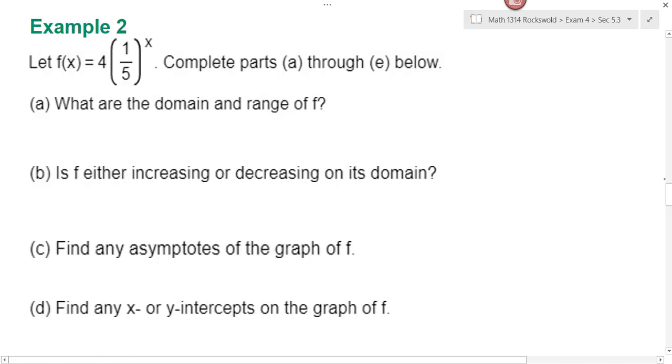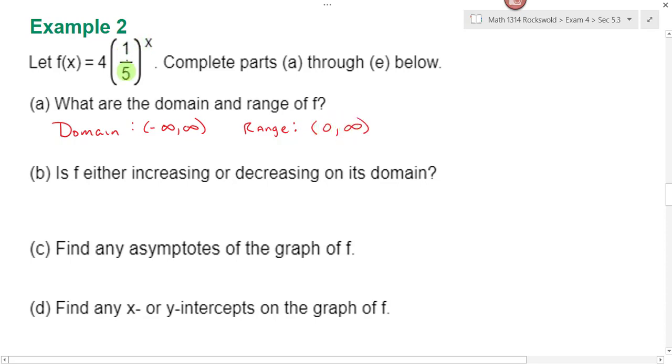In example 2, we're told to let f(x) be equal to 4 times (1/5) to a power of x, and then we're asked to complete parts a through e below. So what would be the domain and the range of this function? Recall, the domain of any exponential function will be all real numbers, so it'll be the interval from -infinity to infinity. Because there's no vertical shift here, the range will also be from 0 to infinity.